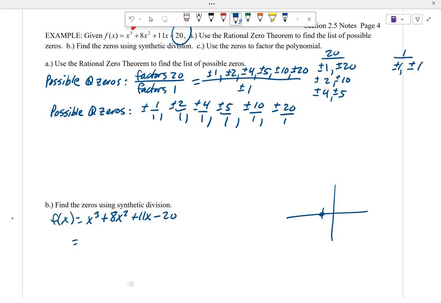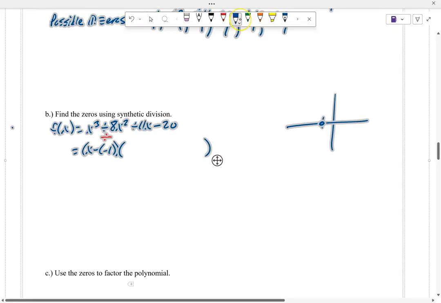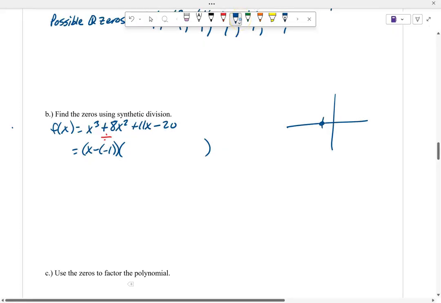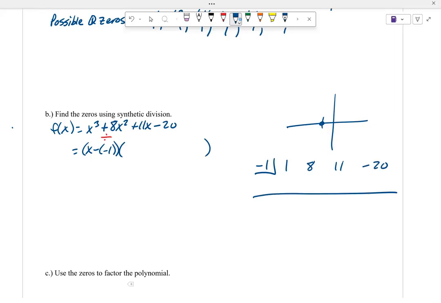Well, if negative 1 is a 0, then x minus negative 1 is a factor. And I would have to do this division and make sure that there's no remainder when I do that. So let's go ahead and test it. Let's see if negative 1 works. Let's divide it. So 1x cubed, 8x squared, 11x minus 20. And what I want is I want to have no remainder there. If there's no remainder, I know it's a factor. I know it's a 0, right? So let's run through it.